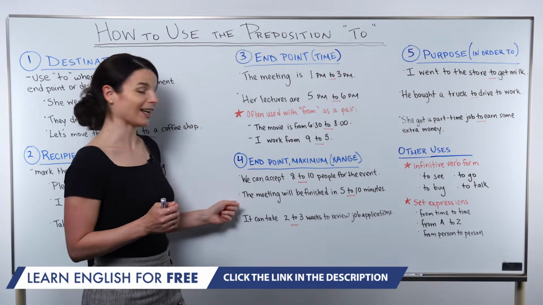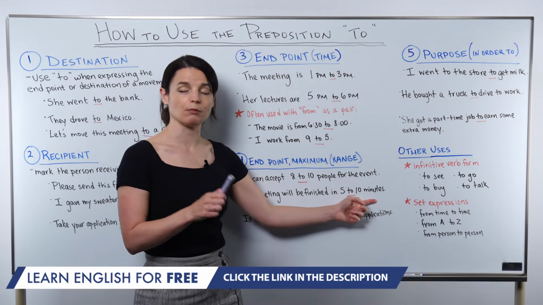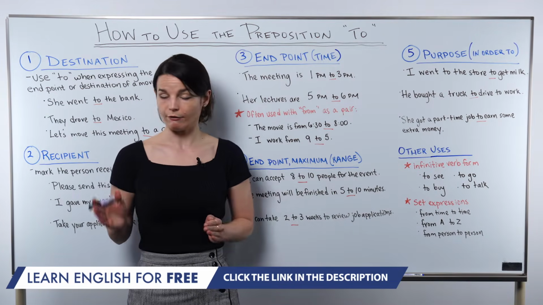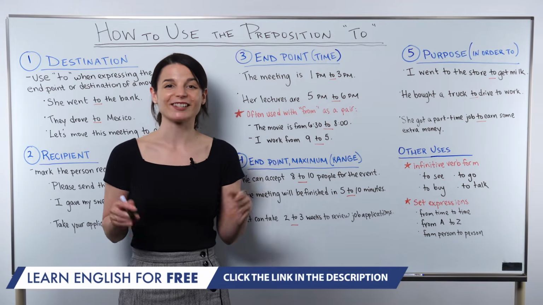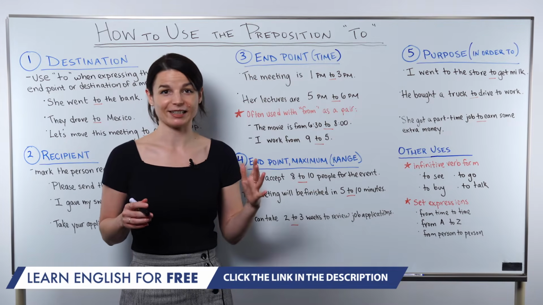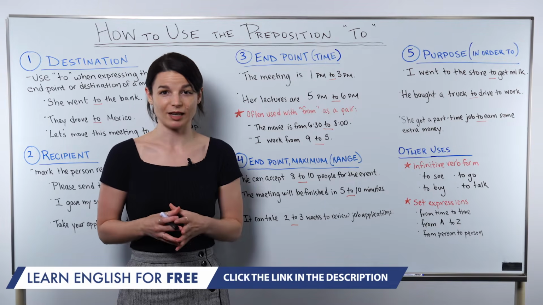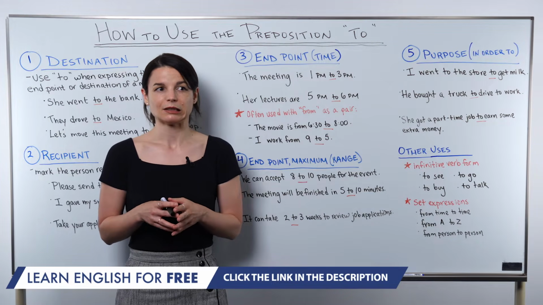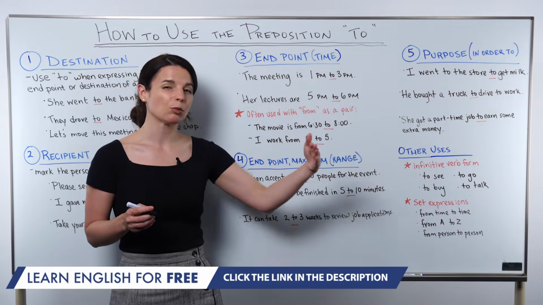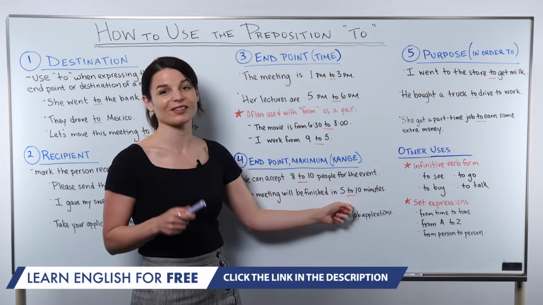Okay, let's look at the second example. The meeting will be finished in 5 to 10 minutes. Again, we have a range here, 5 to 10 minutes. So when you are trying to estimate the end point of your meeting, you probably are going to use an expression like this, maybe 10 to 20 minutes, or when you're talking about a project you're working on, it'll be finished in maybe, I don't know, 1 to 2 days. You can use this to before the end point or the maximum point for your range. So this is a very useful use of to.